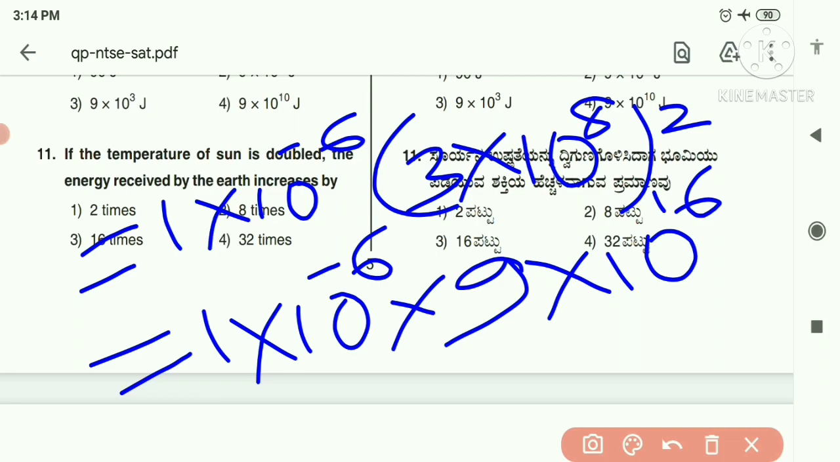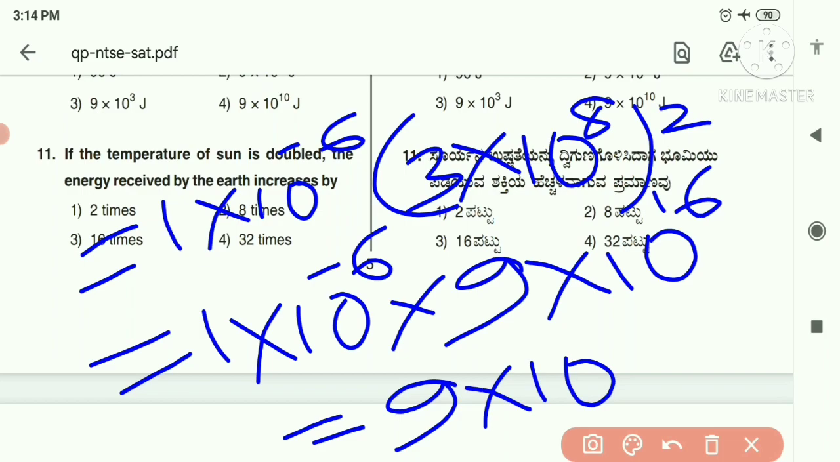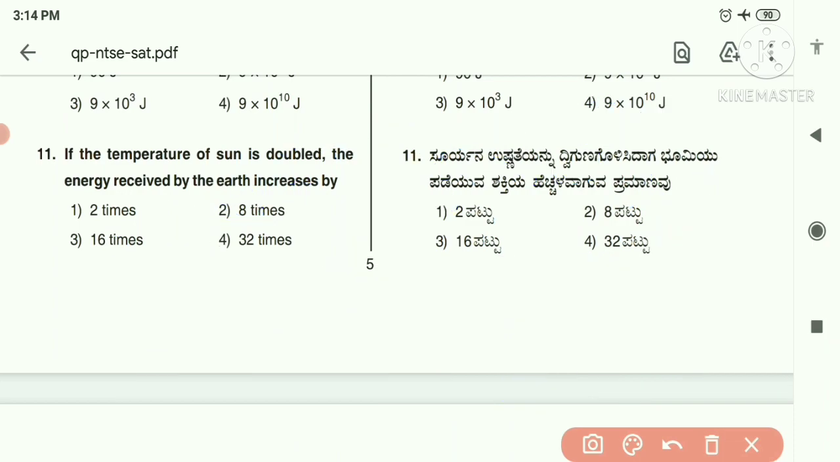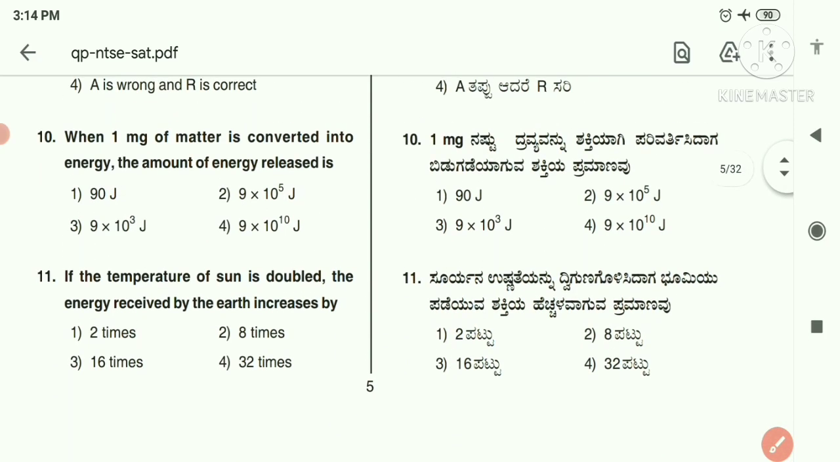Okay. Now 16 minus 6 becomes 9 ones are 9, 10 raised to 16 minus 6. So here it becomes 16 joule. Which one is the correct answer? Option fourth, here it is. Option fourth is the right answer.